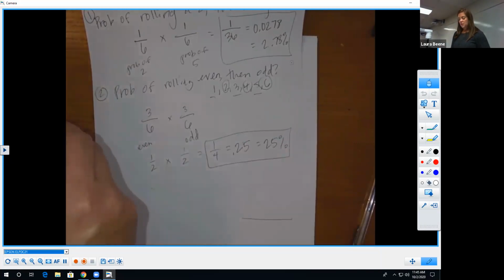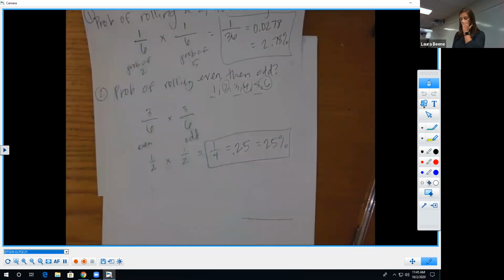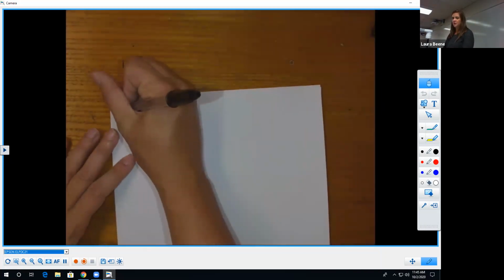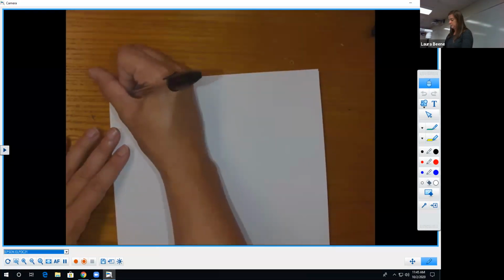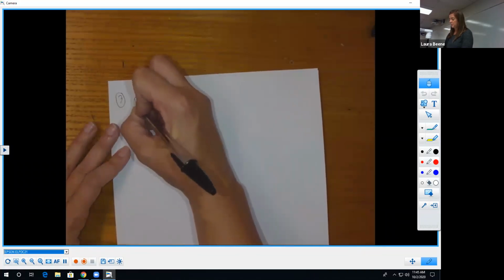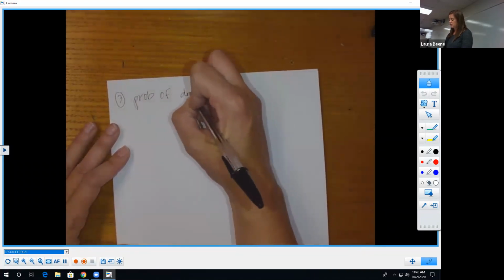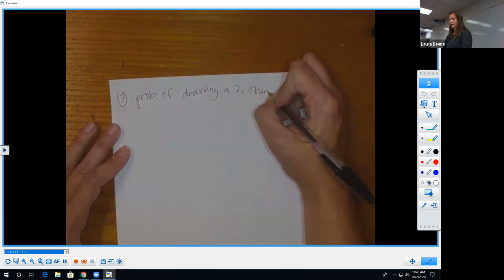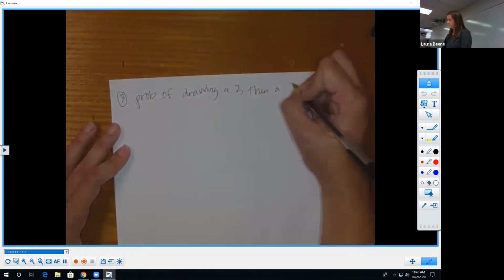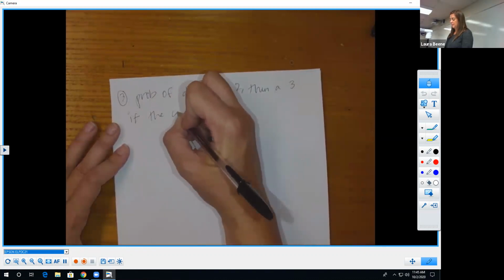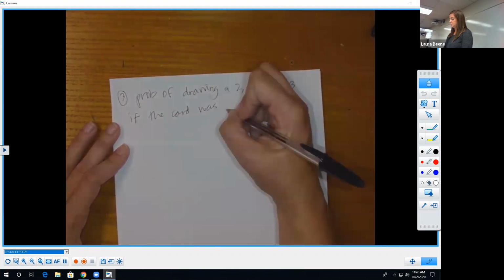Okay, let's do a deck of card problem and then a couple of marble problems. Okay, so deck of cards for independent events. This would be number 3. What's the probability of drawing a 2, then a 3, if the card was put back.